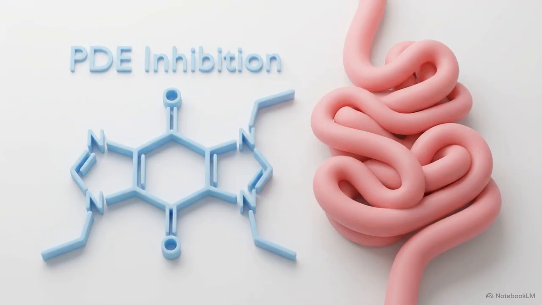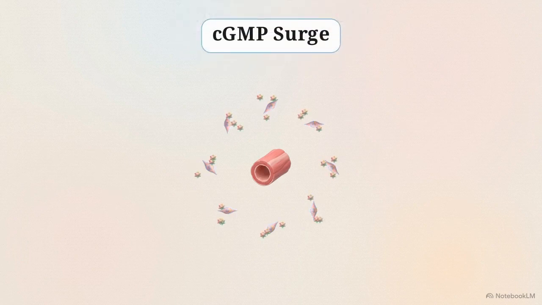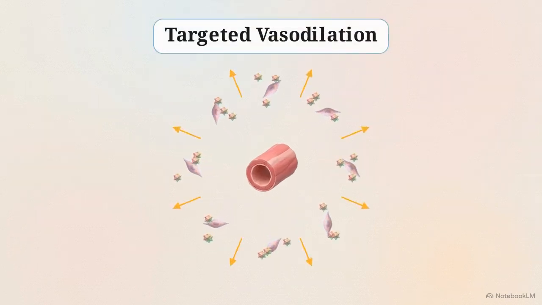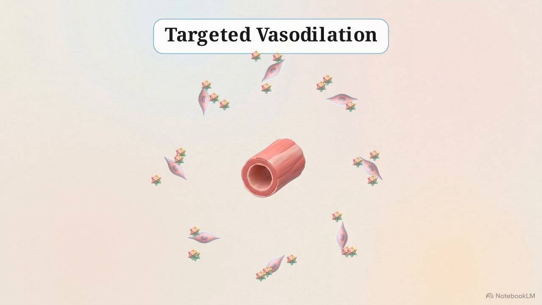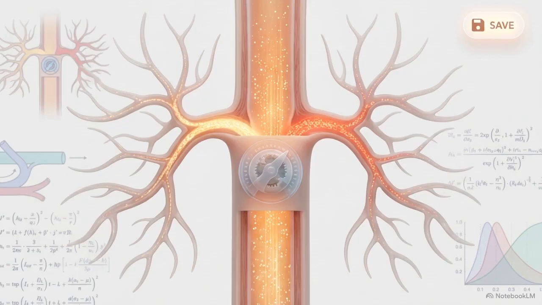Localized resistance can also be hacked using phosphodiesterase inhibitors like sildenafil. These raise local levels of cGMP and nitric oxide to force targeted vasodilation, providing a treatment for conditions such as erectile dysfunction. Successfully navigating these clinical scenarios requires tracing every pharmacological intervention back to its first principles on the vessel wall. We can now consolidate these concepts into a single working model.